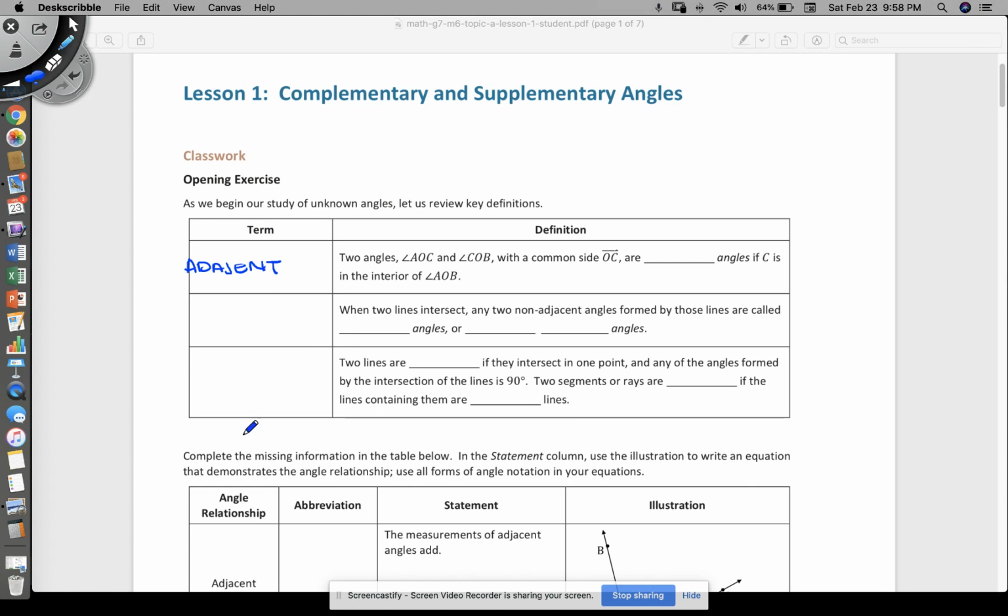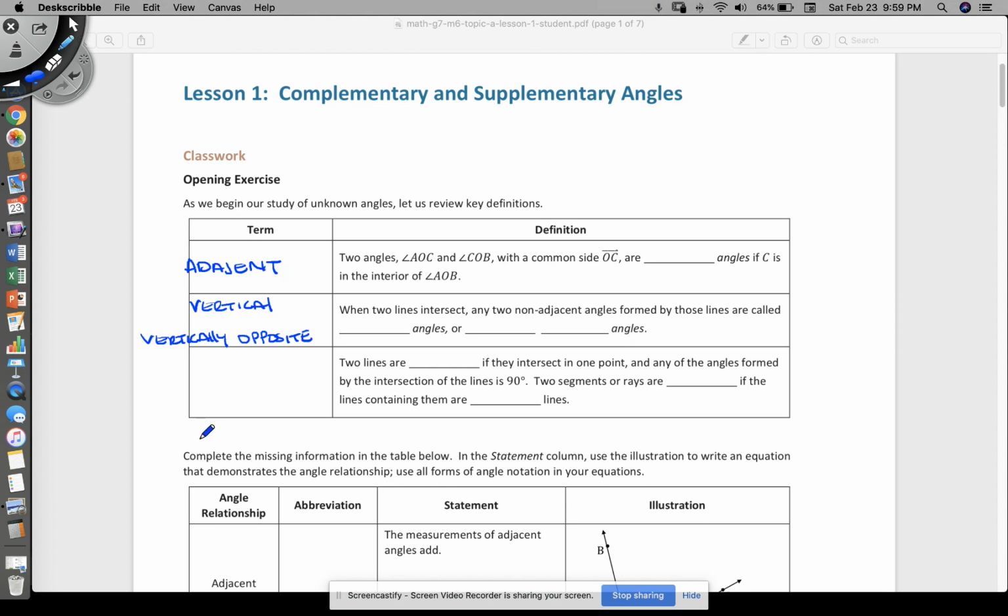All right, our next one. When two lines intersect, any two non-adjacent angles formed by those lines are called blank angles or blank angles. So there's actually two answers here. The first blank is going to be vertical angles. And then the second is known as also vertically opposite. So you'll see it written two ways sometimes in math. Sometimes they'll just call them vertical angles, and sometimes they'll call them vertically opposite angles.